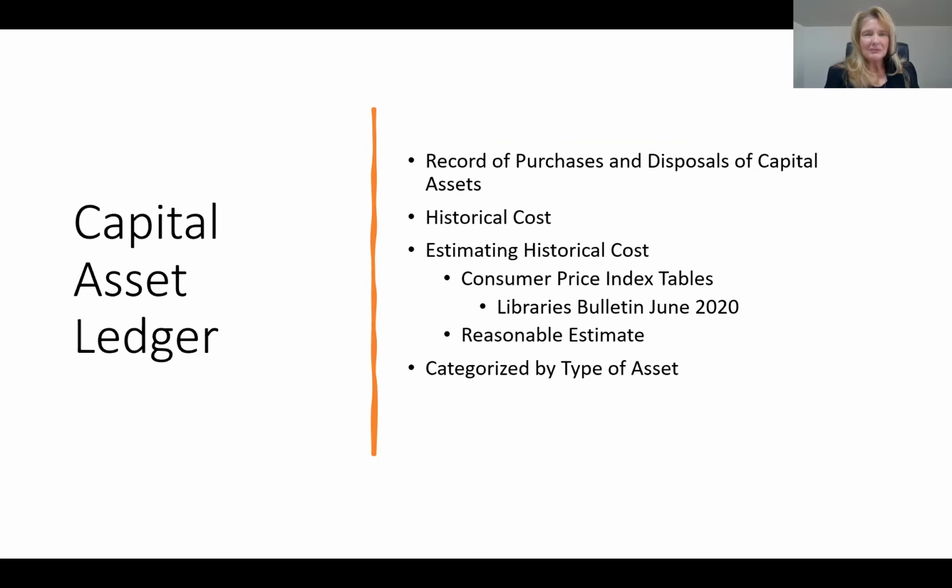And one of the most popular ways is use of the consumer price index tables. And we have information on that in the June 2020 bulletin. And what we're looking for here is a reasonable estimate. And when we get to the next slide, we'll go over an example of how to use that table. And then, of course, on the capital asset ledger, the assets are categorized by those various asset types.